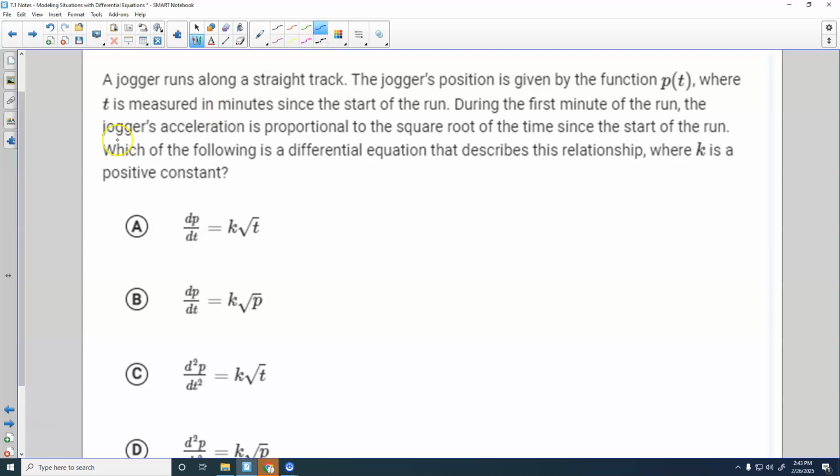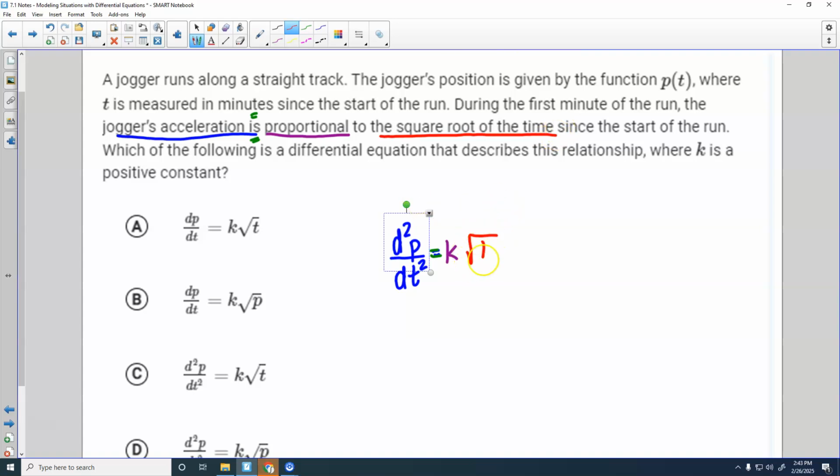The jogger's acceleration here, so acceleration is going to be the second derivative of position. So since P is position, that is d squared P over dt squared. And is, of course, is your equal sign. And then proportional to, that's where we put our K. And then we have the square root of the time since the start of the run. So square root of t for that. So C is the correct answer for that one. Okay, questions there?